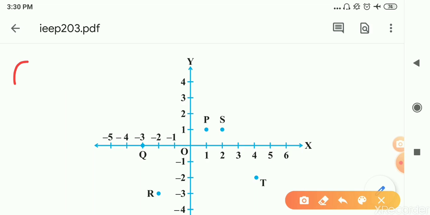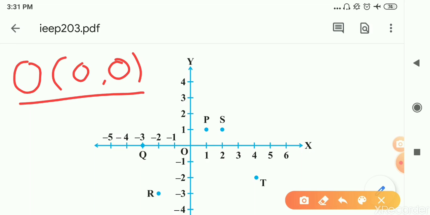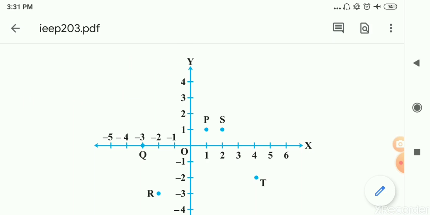O. Since O is the origin point, you remember that the coordinates of the origin are always 0 0, because this point is at 0 unit distance from the x-axis as well as the y-axis. So we can say the coordinates of point O is 0 comma 0, and it is also called the origin. Okay, so next we have Q. For Q, let me check.